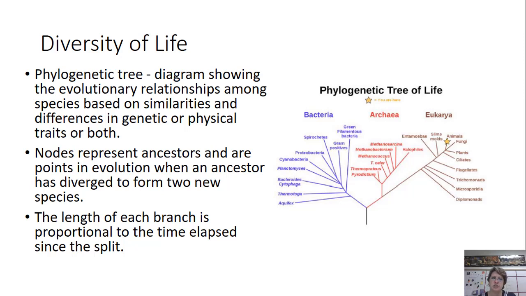Each branch has a point at which it branches off, and that's called a node. That node represents ancestors. Those nodes are points in evolution from when the ancestor diverged into a new species, or that new species diverged from the ancestor. The length of the branch can actually be proportional to the time since that split as well. So if your phylogenetic tree is very accurate and you're including those branch lengths, it can give you even more information.